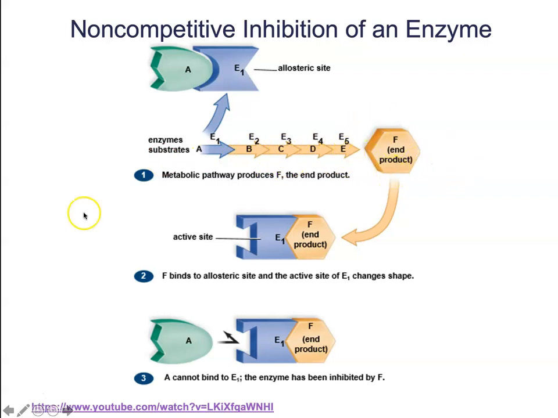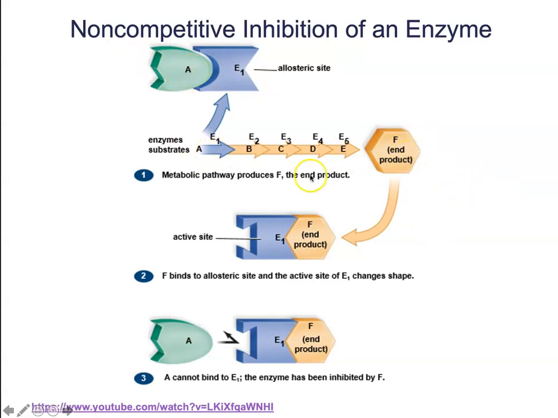Once we have F, do we need A to still be going through this process? No. So once we have plenty of F, it's going to bind to the allosteric site, and we're going to start turning A away. Now, once we use up our end product, once it gets shipped out of the cell or moves on to wherever it needs to go, it's going to bounce out of the allosteric site, and the active site of enzyme 1 is suddenly going to open up and be available for substrate A again, and we can open up this process.